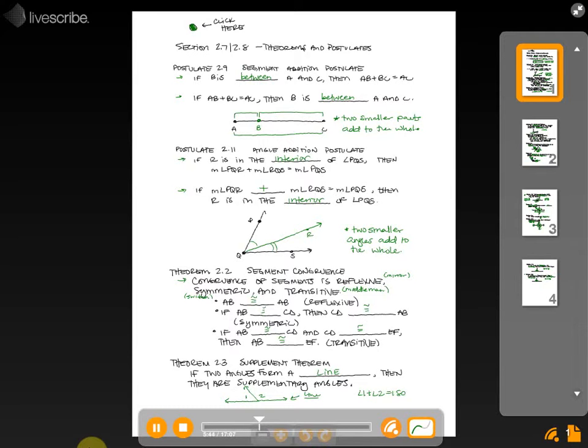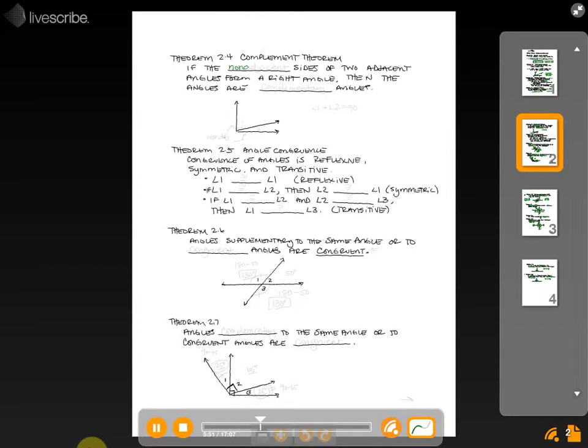Theorem 2.4, similar idea to 2.3. It's the complement theorem. It says if the non-adjacent sides of two adjacent angles, that means the sides that aren't in common, the ones that they don't share, form a right angle, then the angles are complementary, which means they add to 90.